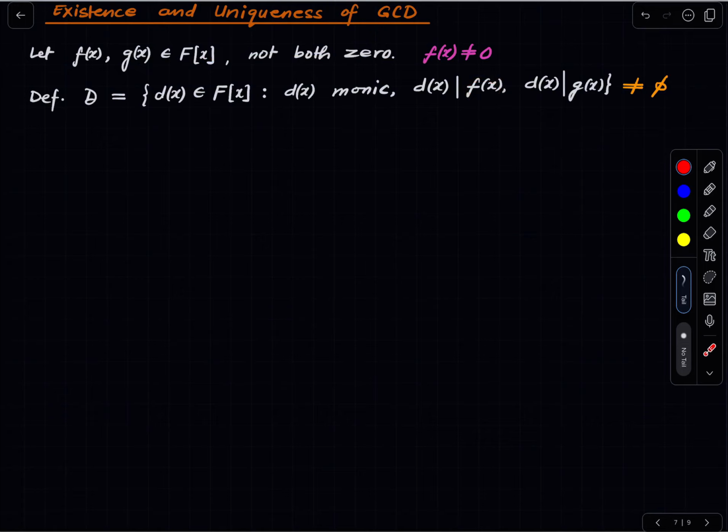So we can pick one with the maximum possible degree. So let dx be of maximum possible degree. So we are not saying that, a priori we cannot say that there is only one such guy. Amongst all the members of D which possess the maximum possible degree, you pick one, call that dx. So we will show that dx is a GCD of fx and gx. That is what we claim.